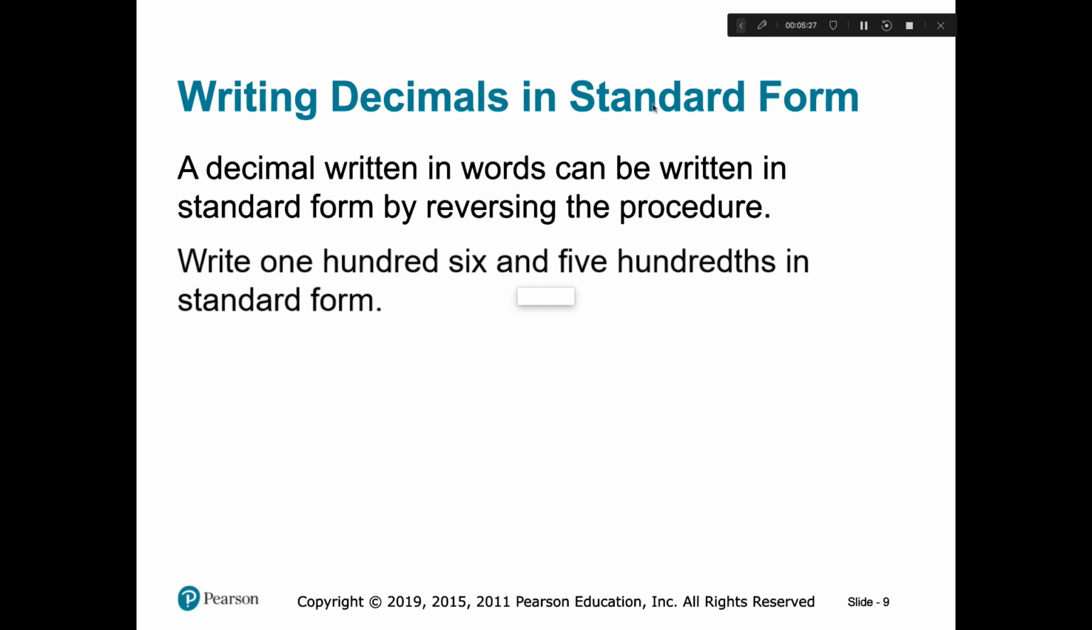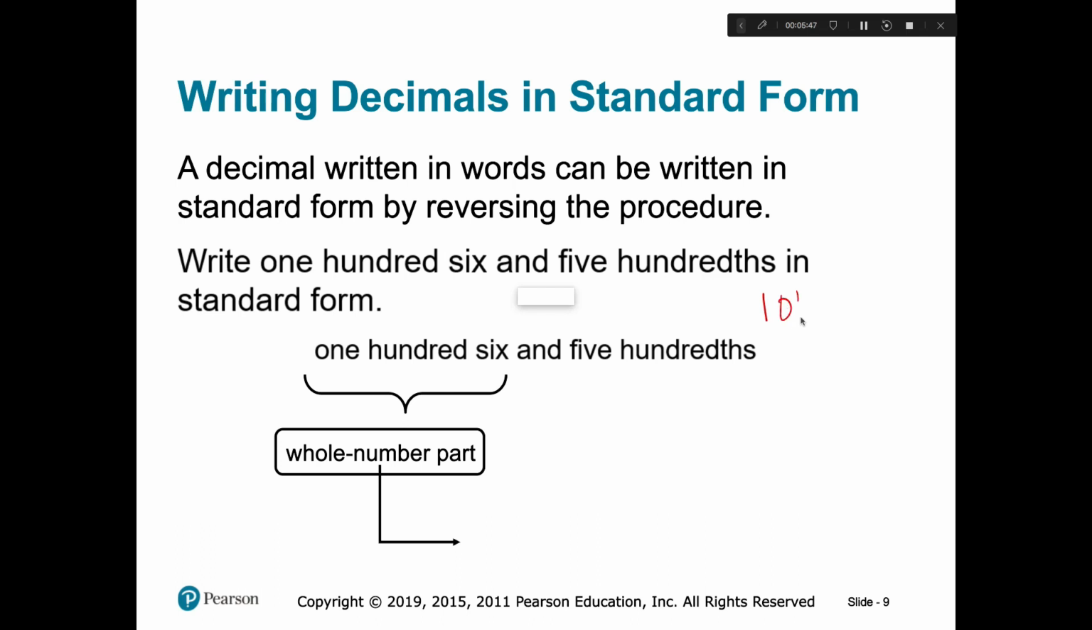When we do that, if I were to write 106 and 500ths in standard form, what would it look like? I would start with 106, right? Oh, come on, write for me. 106, that's our whole number part. Where it says and, I have to put a decimal. And then my last part, my 500ths part, can I just throw a 5 up there? Why not? Because it has to go in the hundredths place.